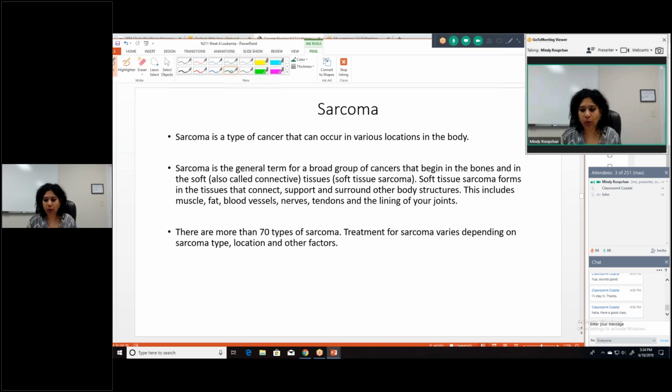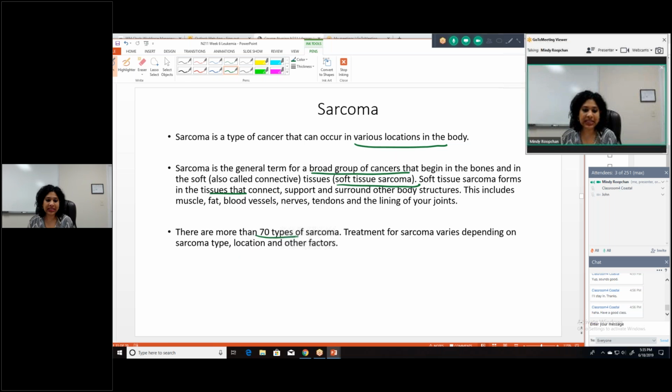So for sarcomas now, sarcomas are a type of cancer that occur at various locations in the body. It is a general term for a broad group of cancers. It begins in the bones and in soft connective tissues called soft tissue sarcoma. Soft tissue sarcoma forms in the tissues that connect, support, and surround the body structures, which includes your muscles, your fats, your blood vessels, nerves, tendons, and linings of the joints.